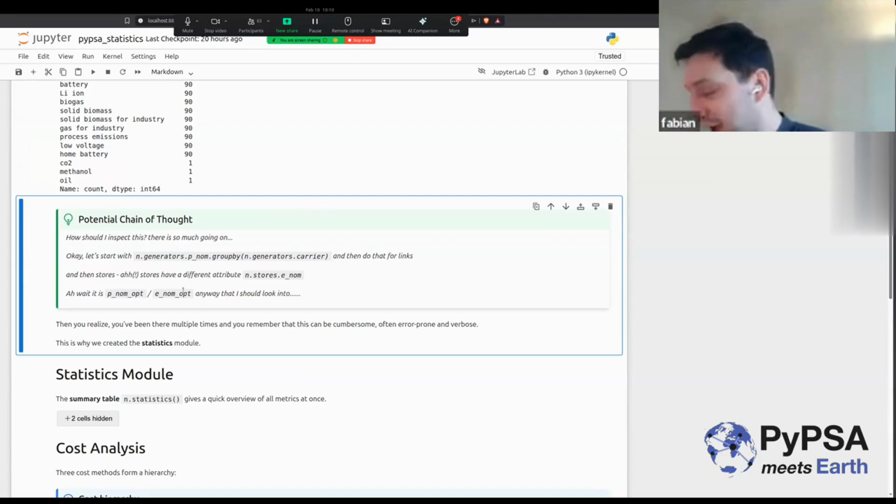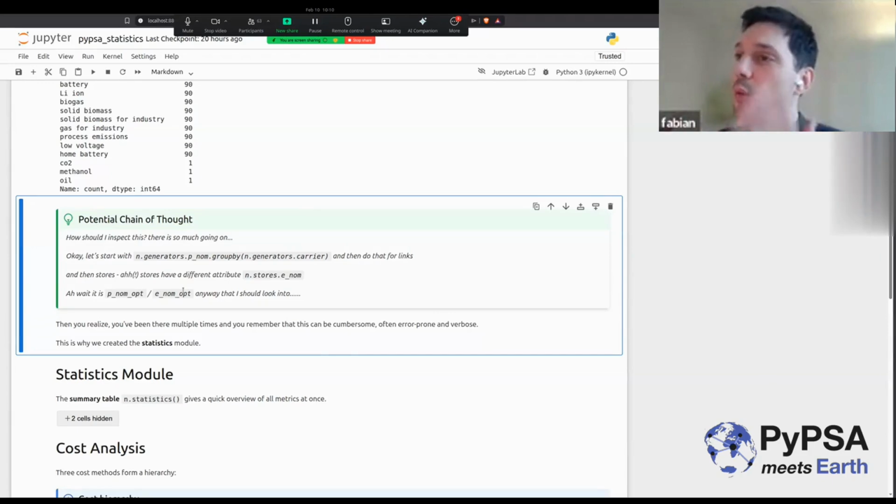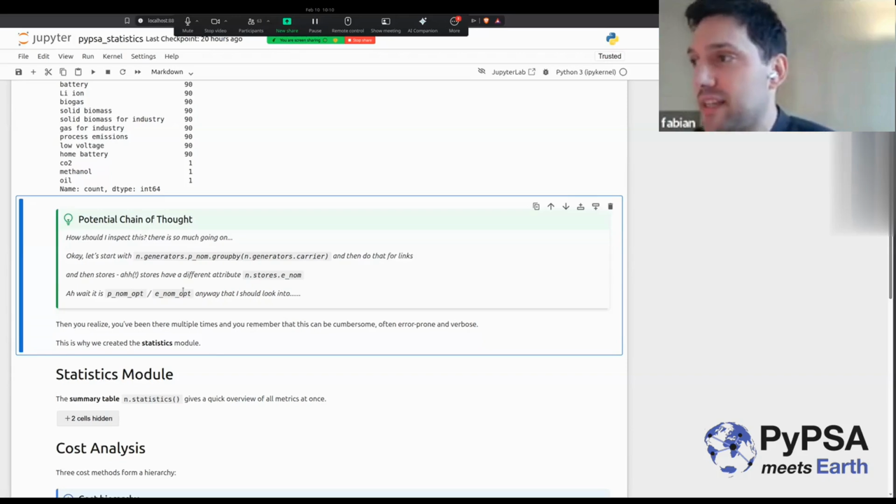I have had this hundreds of times. I find myself again and again in the same situation where you have this network and you want to go through the different components and just know what's the installed capacity, what's the optimized capacity now, and get some reporting on that. And in order to not do that manually by yourself, which is often cumbersome, a bit error-prone and verbose, we have created the statistics module.